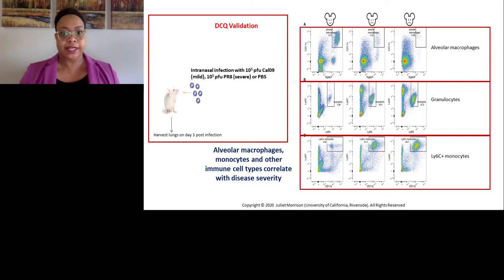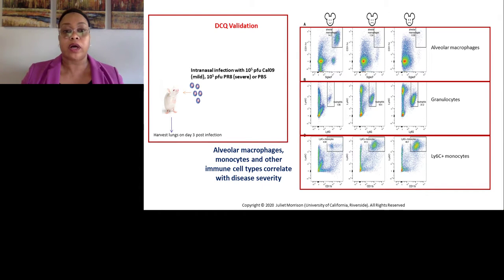We found that our data matched what DCQ predicted, in that we found that CD11C positive Siglec F positive cells, aka alveolar macrophages, were highly abundant in PBS controlled mice, were decreased in our California 09 infected mice, and severely decreased in our PR8 infected mice. We also found that the granulocytes were lower in quantity in PBS treated mice and were much higher in our PR8 infected mice, as has been shown previously.